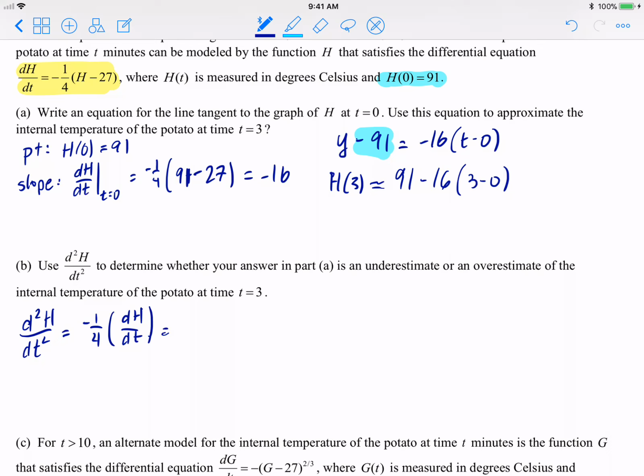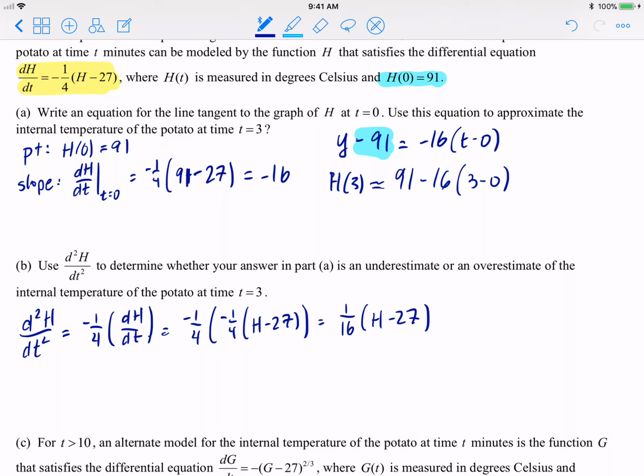But what we want to do is write this in terms of just h, and so we're going to substitute in what dh dt is, and dh dt is negative 1/4 times h minus 27, and this winds up giving me 1 over 16 times h minus 27. Okay, so that is the second derivative of h with respect to time.